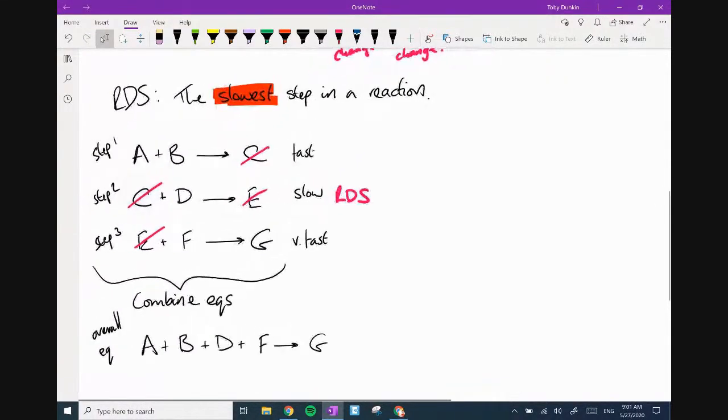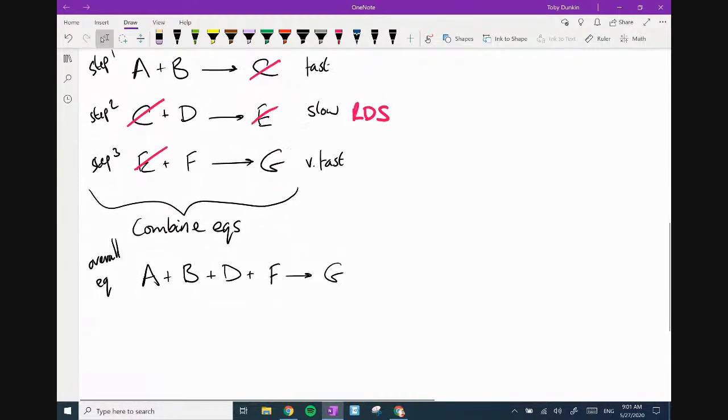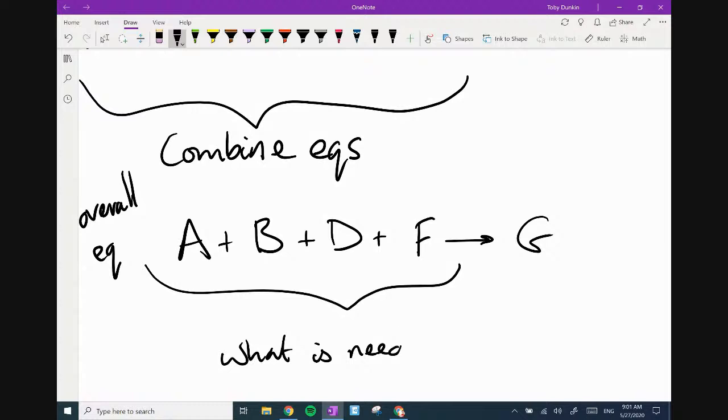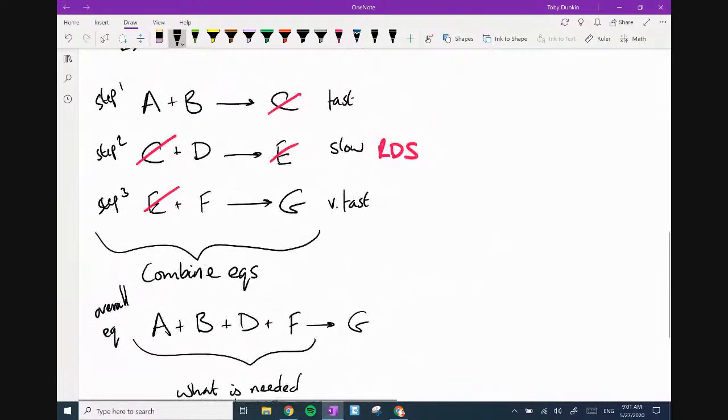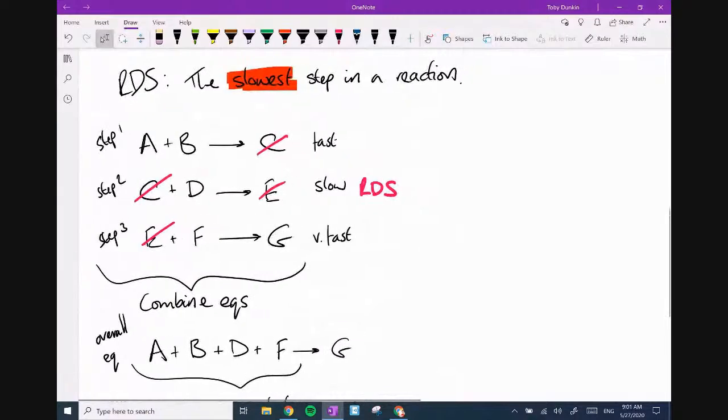Let's just continue, and then I might do it again if it needs to be. So the overall equation simply tells us what needs to go in to produce G. What goes in, what is needed to make G. What it doesn't do is tell us how the mechanism proceeds. Agreed?